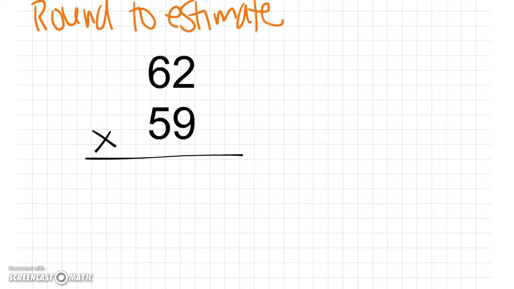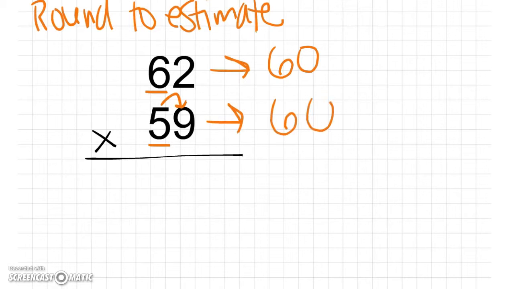We're going to round to estimate. So we're going to round each of these numbers to the nearest 10. So what I do is I'm going to underline my tens place, and I'm going to look at the neighbor. The neighbor is a 2, so that tells me I'm going to round down to 60. For 59, I'm going to underline the tens place, and I'm going to look at that neighbor. This neighbor is a 9. A 9 is much greater than 5. It tells me I'm going to round up to 60.